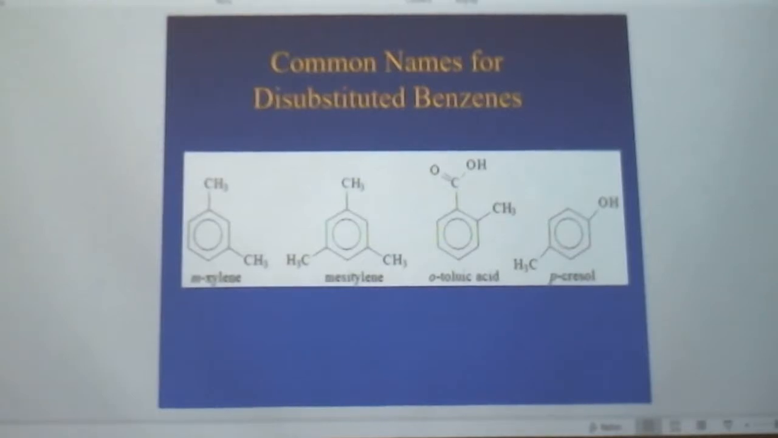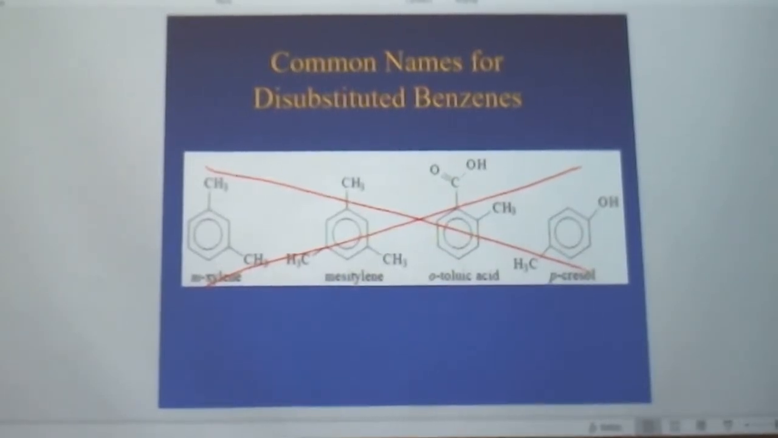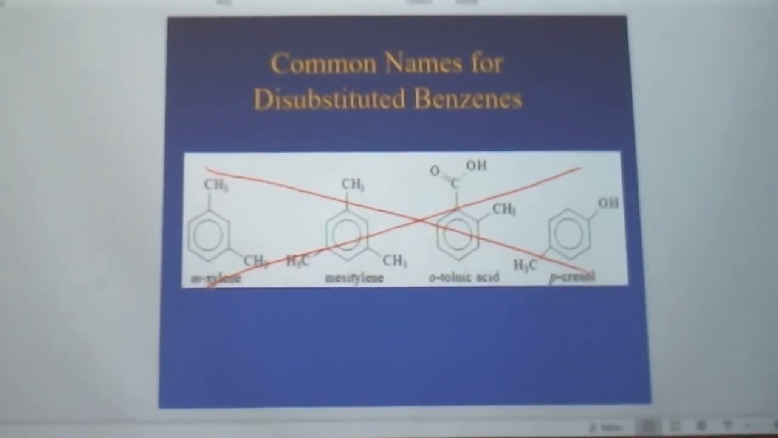While I'm going to hold you responsible for things like anisole or aniline or phenol, because they're way too common not to know, monosubstituted special names, you're not responsible for these disubstituted special names. Yes, we can talk about crystals or whatever, but realistically nobody will. So don't worry about the disubstituted special names. But the monosubstituted, a phenol, you need to know what it is. Okay.